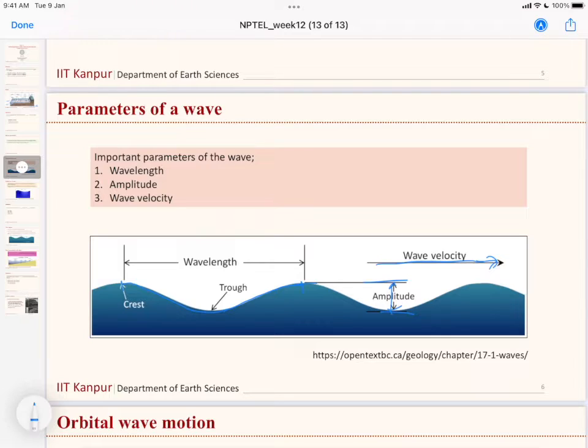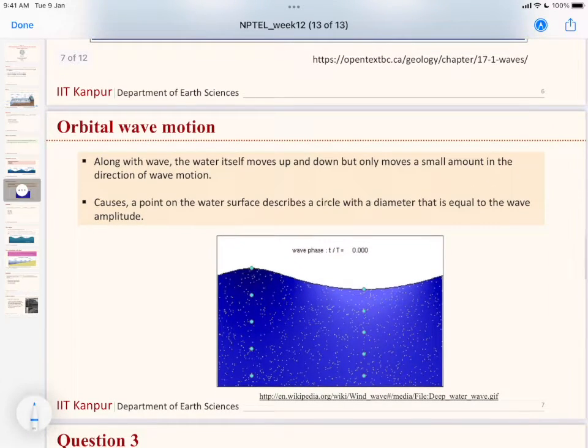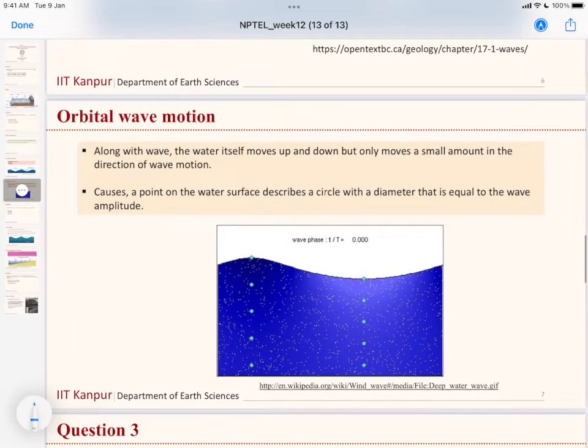Let's understand now its motion. So generally the kind of motion we encounter is the orbital wave motion. Along the wave, the water itself moves up and down, but only moves a small amount in the direction of the wave motion. So along the wave, water will move, and it causes a point on the water surface to describe a circle with a diameter equal to the wave amplitude.